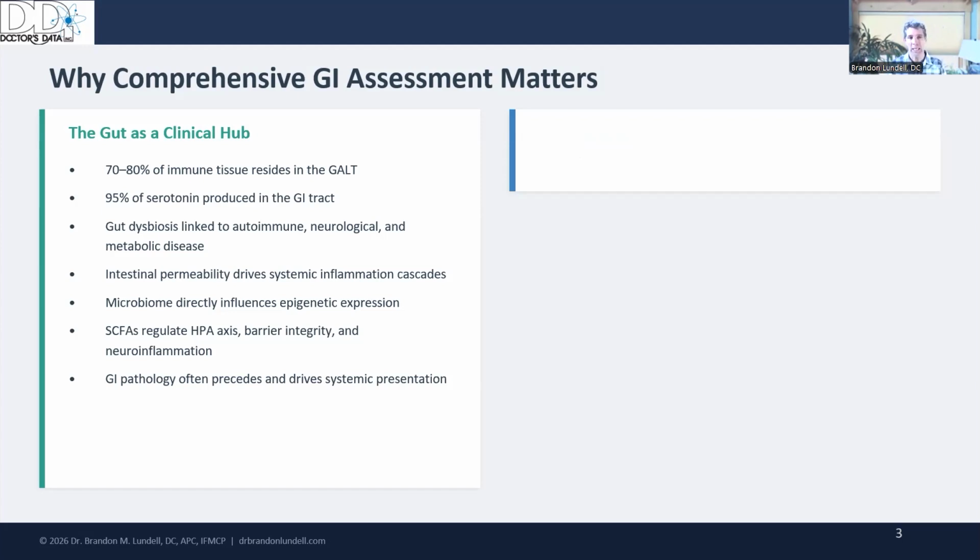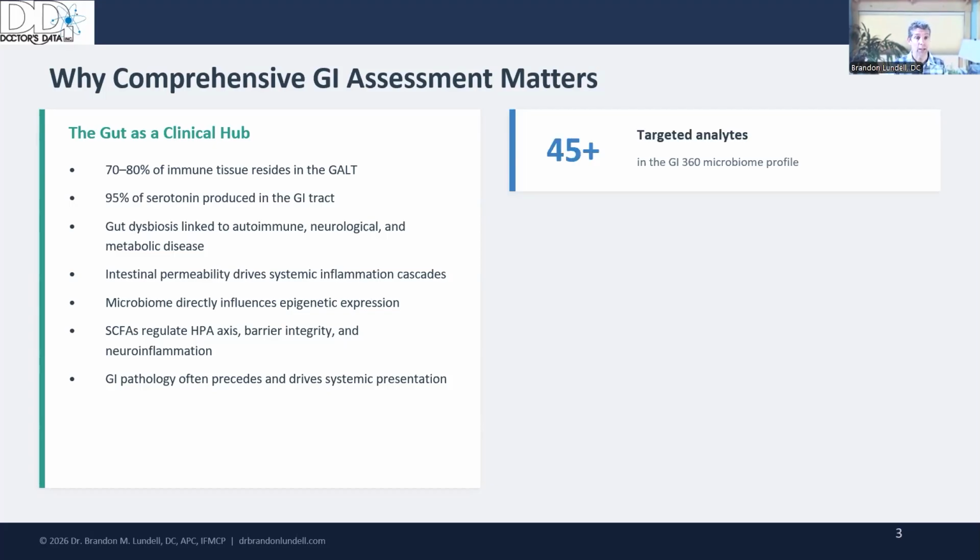The microbiome directly influences our own epigenetic expression and inflammatory expression. Things like short-chain fatty acids and lipopolysaccharides regulate the HPA axis and barrier integrity, and GI pathology often precedes and drives systemic presentation. So evaluating the GI even before disease presents becomes a really critical point of prevention as well. Don't wait to do a GI test just when someone is symptomatic.